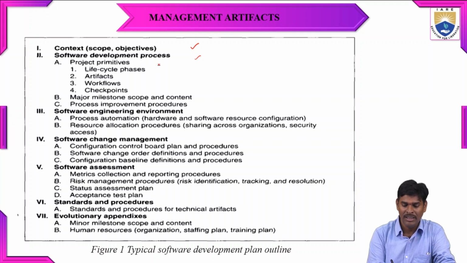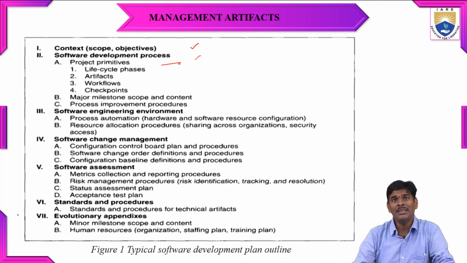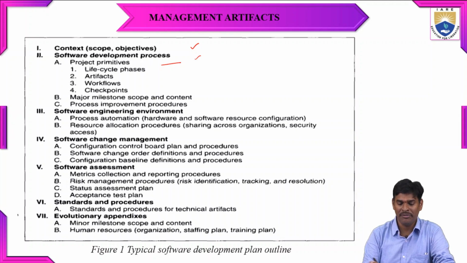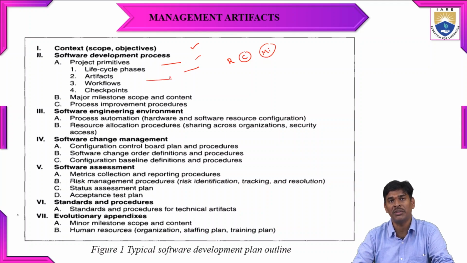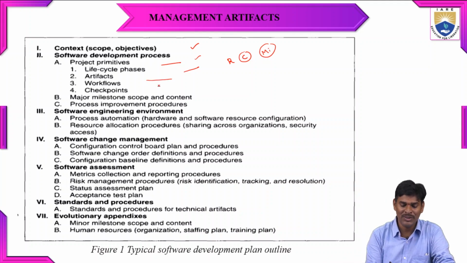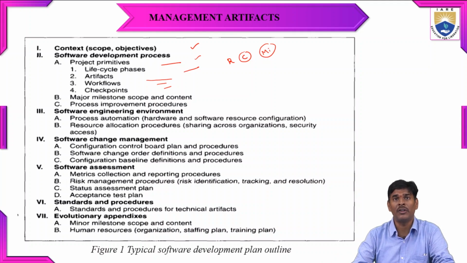The first one is project primitives. In these project primitives, they need to check which life cycle to use, among the different types of life cycles. Whether they need to use the conventional or the modern iterative process. Based upon that, the life cycle phases will be defined, they can have different types of artifacts, and they need to verify the workflows. Each and every time they need to check the checkpoints while developing the software development plan.